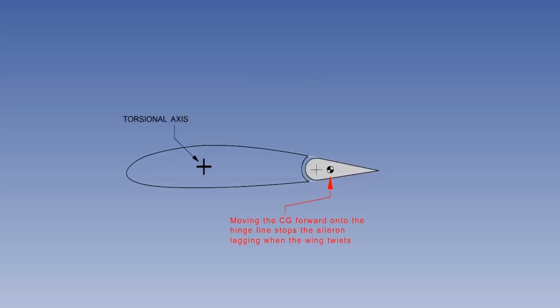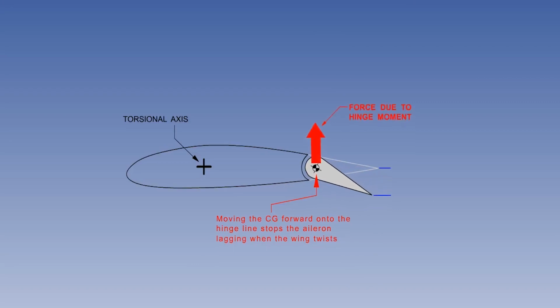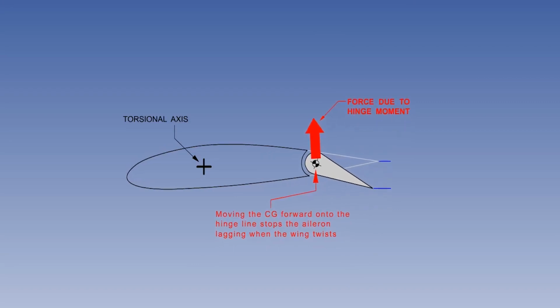To prevent flutter, the CG of the control surface is moved forward onto the hinge. You can see that the force on the hinge line still twists the aerofoil, but there is no increased control surface deflection. A weight is added in front of the hinge to move the CG of the control surface forward onto the hinge line.